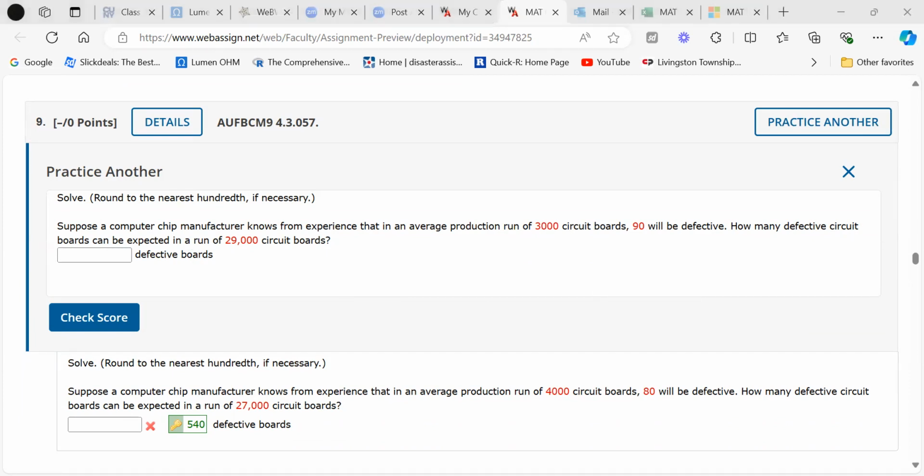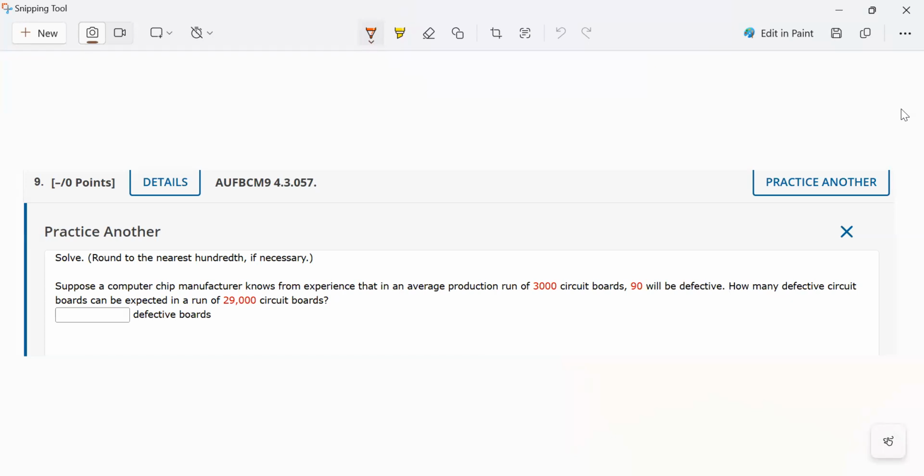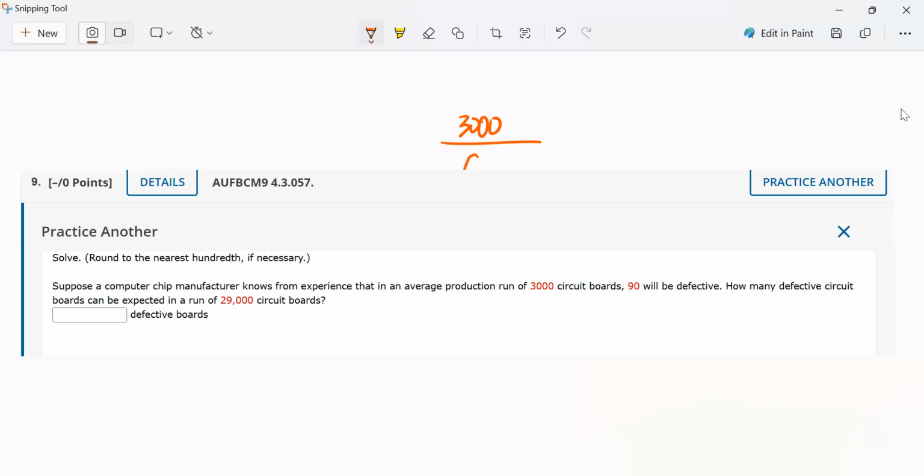I'll go over the question. This one we're going to set up a proportion. So basically the defective rate will be the same. For every 3,000 circuit boards, 90 are defective, right? So using total circuit boards over defective circuit boards, we set up the proportion. The other one will be to figure out defective circuit boards, so assuming it's x, that goes on the bottom because the bottom is defective circuit boards. On top is 29,000.